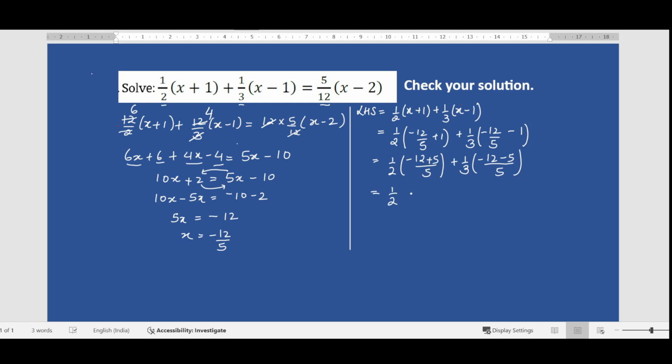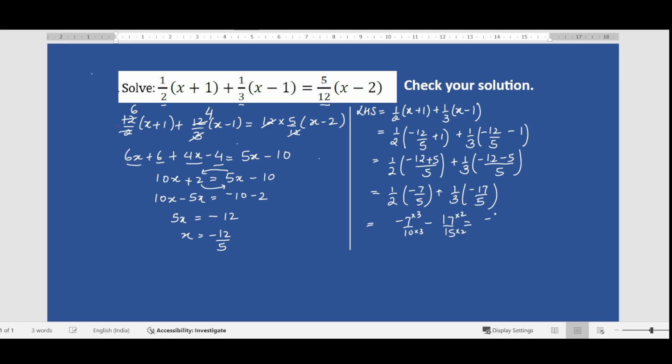Minus 12 plus 5 is minus 7 by 5 plus 1 by 3 into minus 17 by 5. This is equal to minus 7 by 10 plus, minus into minus is minus 17 by 15. Now LCM of 10 and 15 is 30. So we'll multiply and divide this term by 3 and this term by 2.